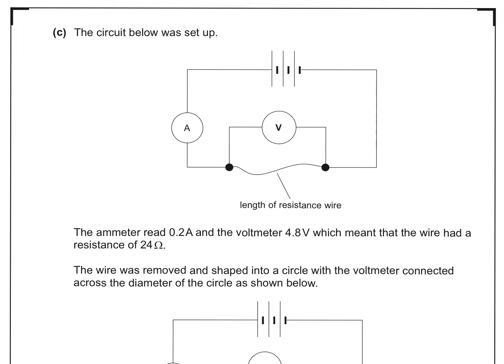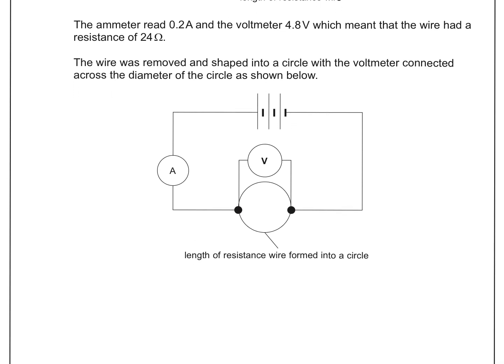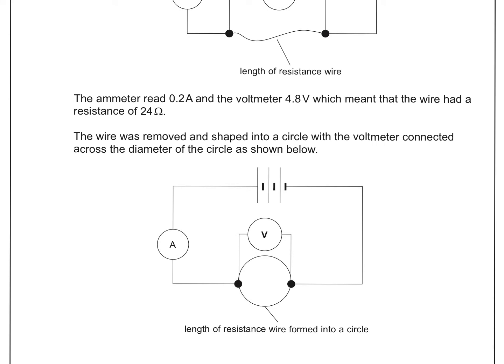Part C, the circuit below was set up. The ammeter reads 0.2 amp and the voltmeter 4.8 volt, which meant the wire had a resistance of 24 ohms. The wire was removed and shaped into a circle with the voltmeter connected across the diameter of the circle as shown below. So the wire, when it was stretched out, was 24 ohms.